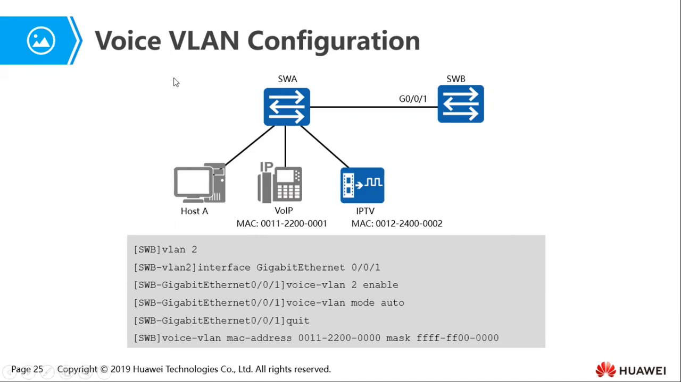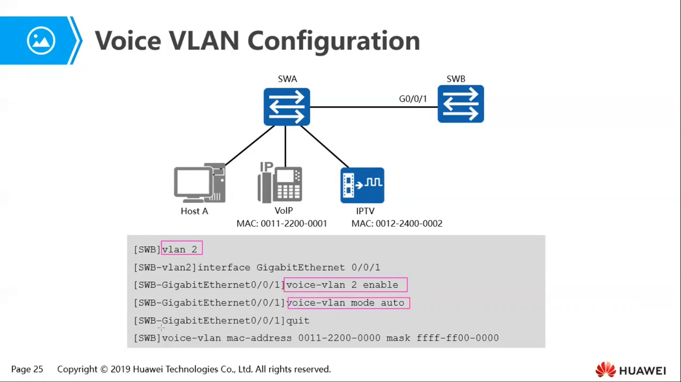Okay. So if we want to configure a voice VLAN, we create a VLAN just normally. Then after that, we go to an interface. Then we specify this particular command, voice VLAN enable. The next one is voice VLAN mode auto. The auto command here is used to specify the working mode by which the port is added to this VLAN. It can be done manually or automatically. So when we choose auto, it means it's going to be added to the voice VLAN automatically.